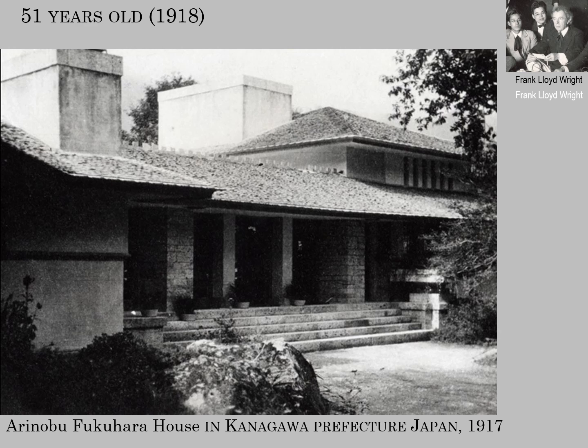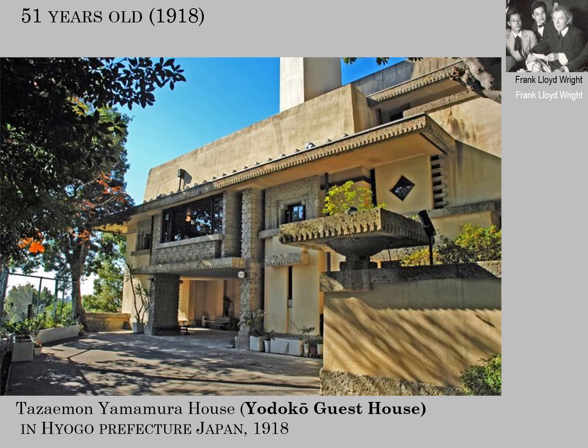The Imperial Hotel was the only thing standing anywhere around in the big earthquake right after that was built, and they actually used the pond in front for emergency water, and they used the building for shelter and emergency triage. And so there's something to be said about that. That's a whole study in itself, just the engineering of that. And that was Frank Lloyd Wright's concepts, the way he did the foundation. You have to look at that. This is Teizaman Yamamura House in Yodoko, or it's also called the Yodoko Guest House in Hyogo Prefecture. 1918, he's 51 years old.